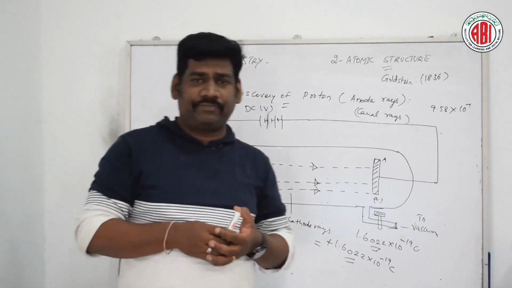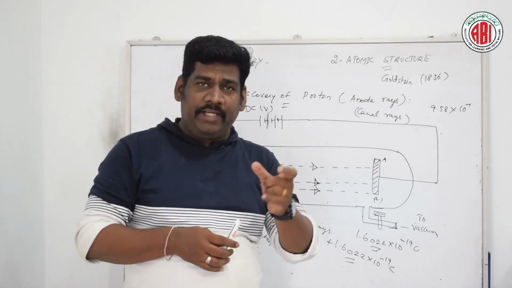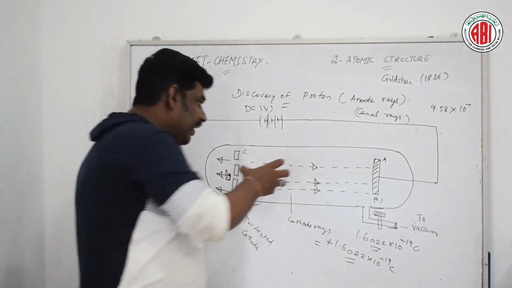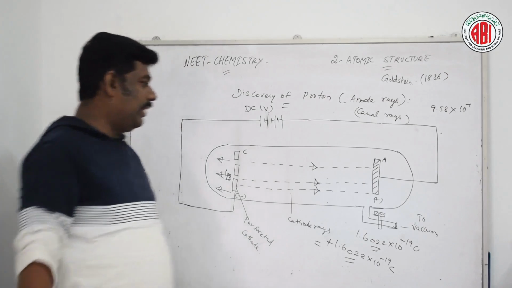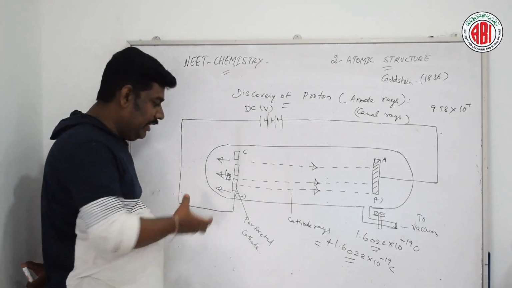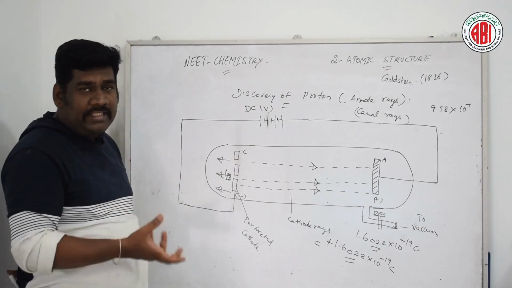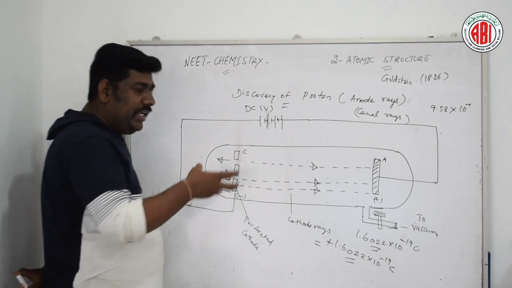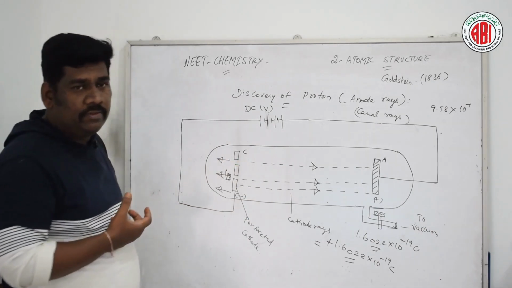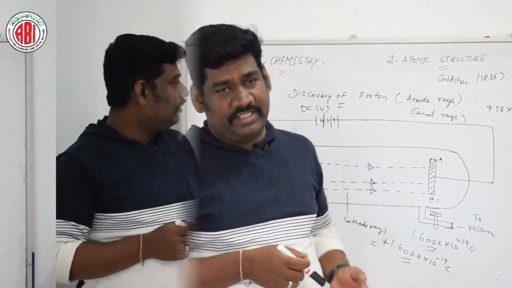And finally, the e by m ratio of the positive rays depends on what gas we have taken in the discharge tube. The charge by mass value of the canal rays, or anode ray particles, basically depends upon the nature of the gas taken inside the discharge tube. So these are a few characteristic features of anode rays.